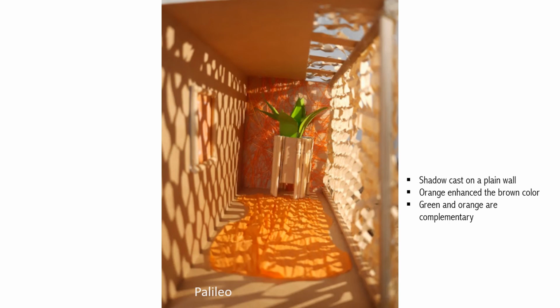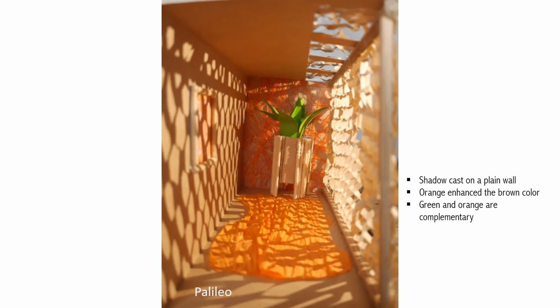So we see here a shadow cast on the plain wall on the left side. So the whole wall is filled with the shadows from the pierced wall or pierced screen on the right side. Also the color combination here, orange. The orange tends to enhance the color brown.